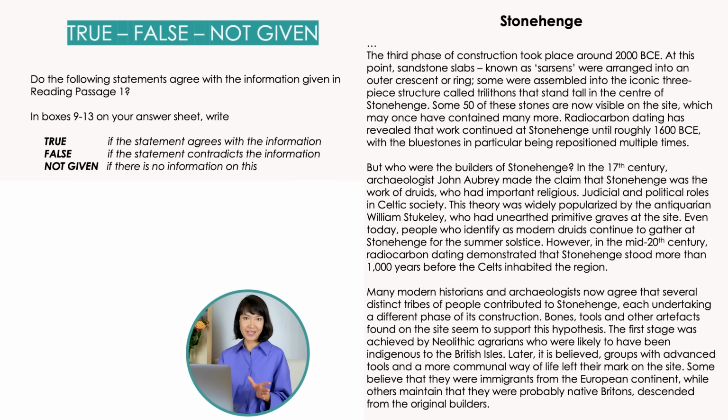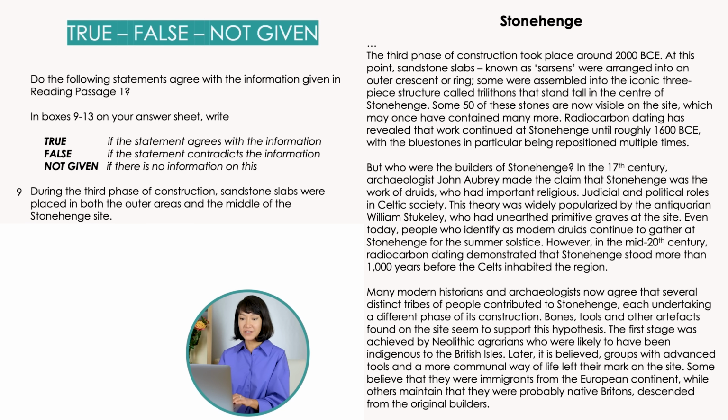We have 3 statements and several paragraphs. Let's have a look at those keywords. The first statement is, during the 3rd phase of construction, sandstone slabs were placed in both the outer areas and the middle of the Stonehenge site. Can you see any? Well, the 3rd phase of construction, that's a period. That's our keyword. And I can actually see it here. So our answer is going to be somewhere here. There is another keyword, sandstone slabs. This one may be repeated or paraphrased. In our case, it's repeated.